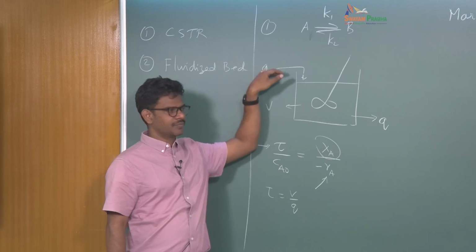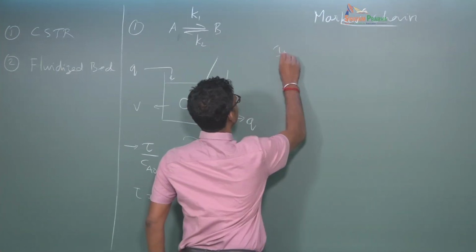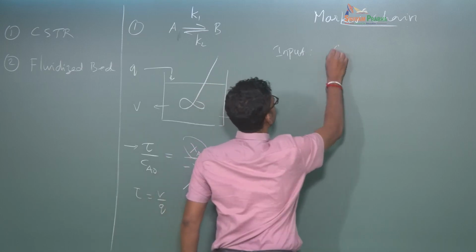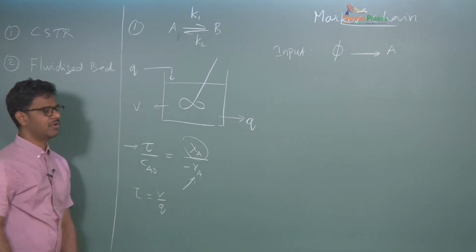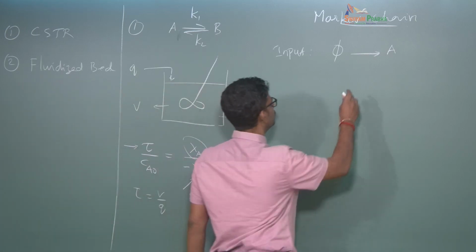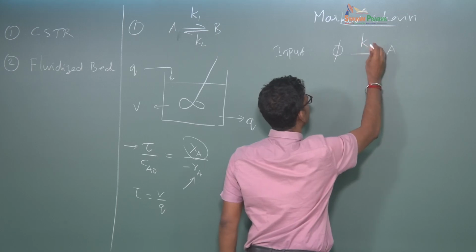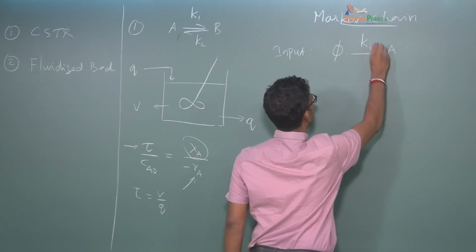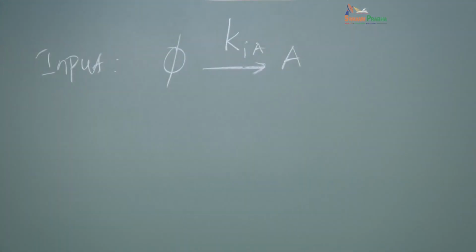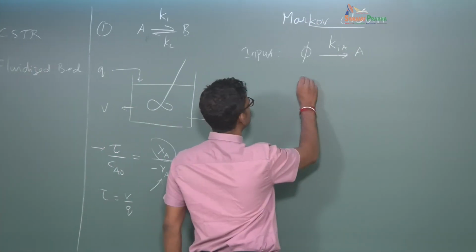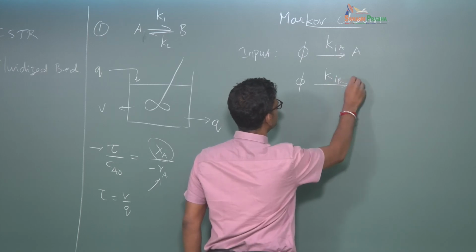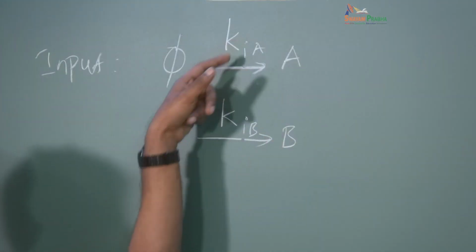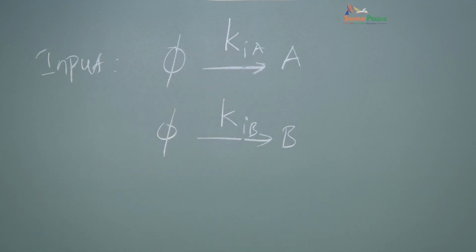So input can be modeled as a zero order reaction with the rate constant, we say K_IA, and not only A comes in, B may also come in. So we have another zero order reaction with K_IB. So here I means input, and A and B mean species A and B.